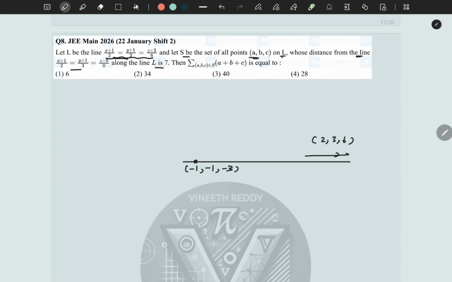Now let S be the set of all points ABC on this line. Now ABC can be anywhere on this. Let us say this is ABC. Like that, there are multiple such points whose distance from this line is given. So we'll do one thing. We'll just erase this and draw it in a simpler way.